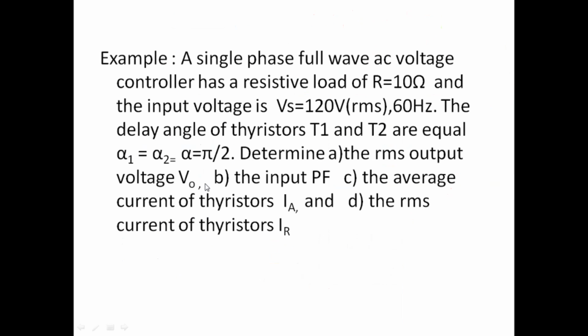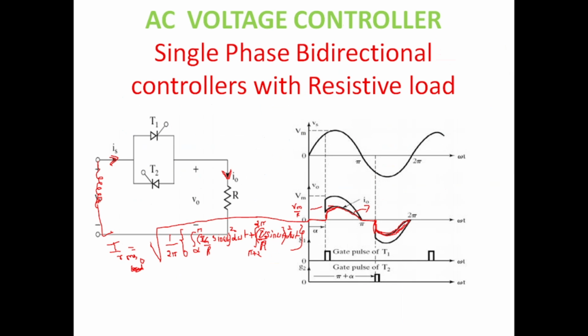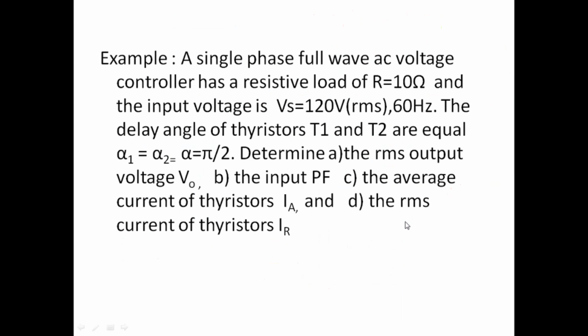We have calculated already this. The input power factor we have calculated. We need to calculate the average current of the thyristor IA, the RMS current of the thyristor IR. Here you can see, one thyristor conducts for first half cycle, another thyristor conducts for next half cycle. We need to calculate the average current of the thyristor IA.